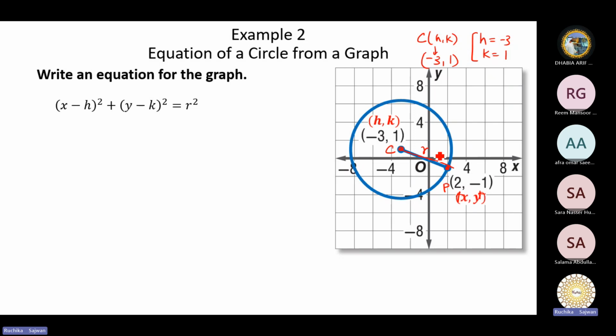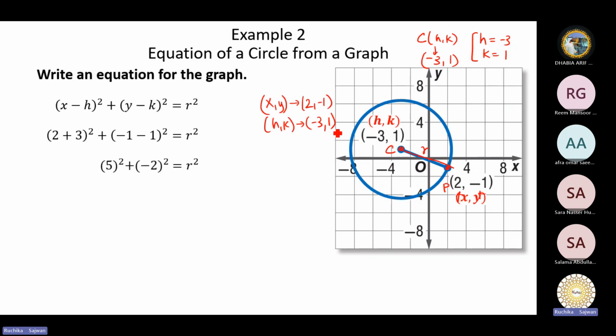So I will use the distance formula. My radius, we will put the values of these points as you can see. In place of x, y, I'm putting the point 2, -1. And in place of h, k, I'm putting the coordinates of the center. So just plug in these numbers and get your radius. Use your calculator. This will come out to be 29. So this is the value of r square.